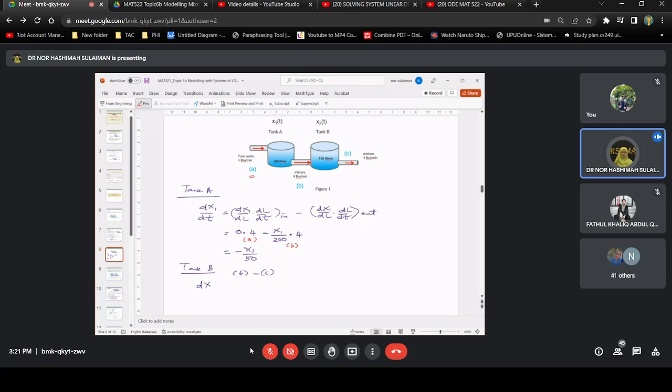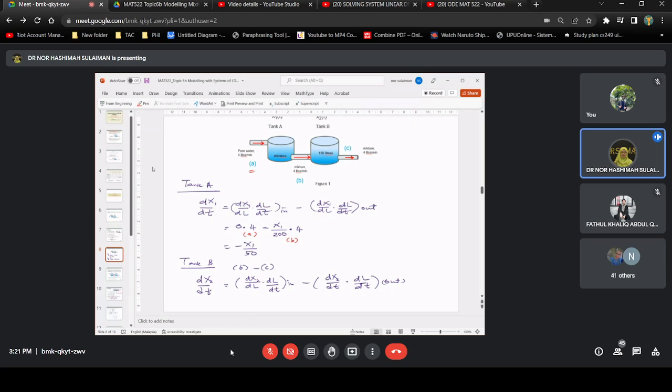Alright, so sekarang ni cuba kita lihat dia punya model. You have dx2 dt kan? Sama dengan apa? Formula dia sama juga. Kalau nak tuliskan pun boleh je, tuliskan dia semula. dx2 dt sama dengan dl dt in, minus dx2 dt dl dt. Okay, ni out. Alright. Okay, so macam mana kita nak dapat?